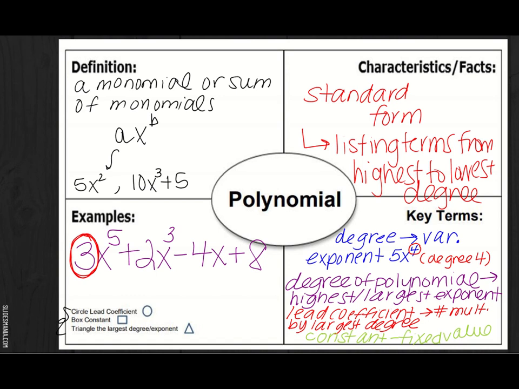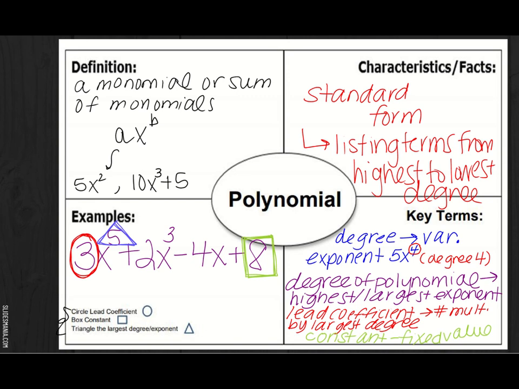Box the constant. So our constant is going to be 8. It doesn't vary. It is fixed because it doesn't have a variable attached to it. It is just a number. So that would be a constant. And then the largest degree, or the degree of the polynomial, that is going to be 5. So this would be a 5th degree polynomial because that is our largest degree. So kind of a summary of what a polynomial is and what it consists of.